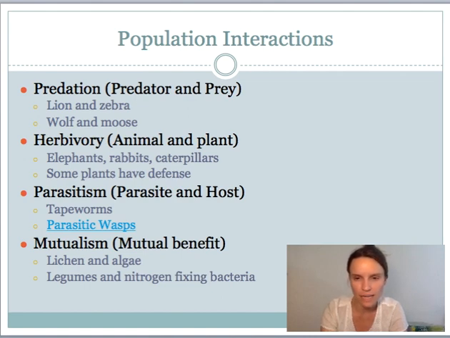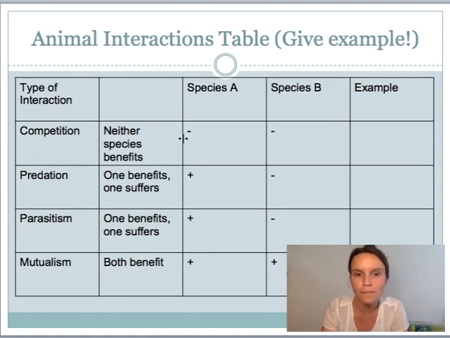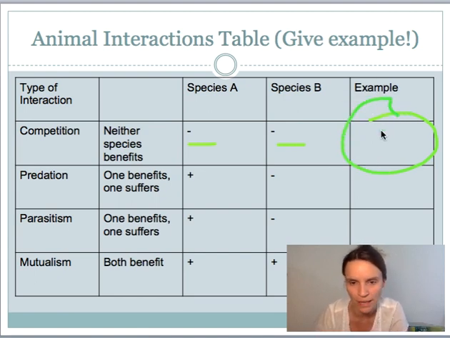And a lot of times in ecology, those relationships are represented by a table. And we're going to take a quick look at the table now. In competition, neither species is really benefiting because they're both struggling to survive and fighting against each other. So you draw a minus sign for each species. And then if you had to think of an example of competition, it could be small flowering plants and birch trees like we had in our deciduous forest example.